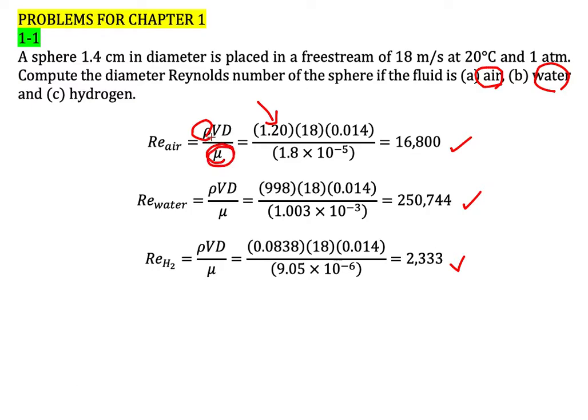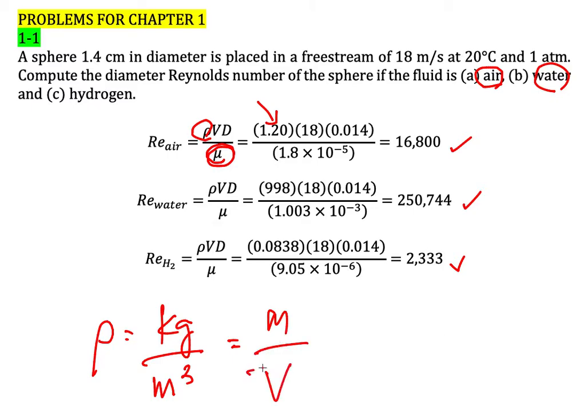The density, rho, is in kilogram over meter cubed, meaning the mass over volume. Because density has a parameter for mass, the conservation of mass will come in, which means that it is not easy for gas and liquid to change their density.